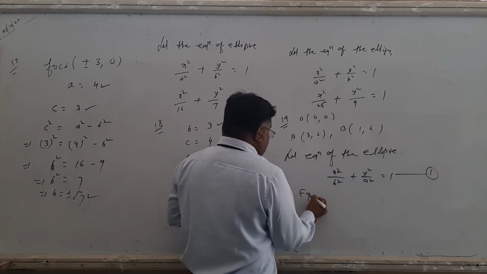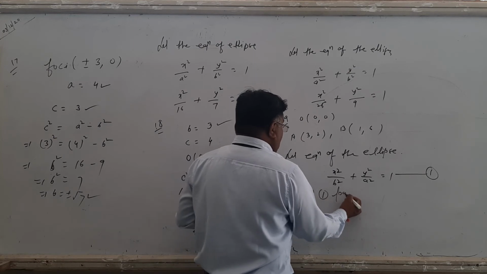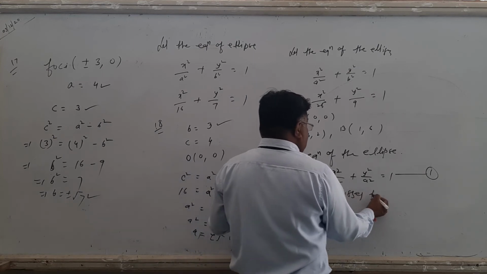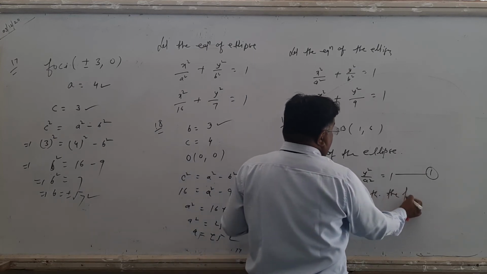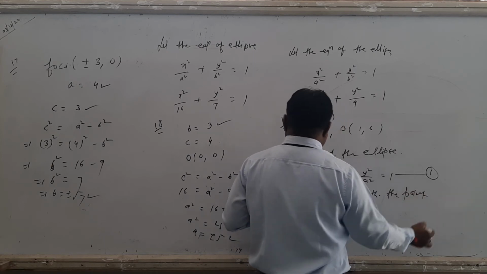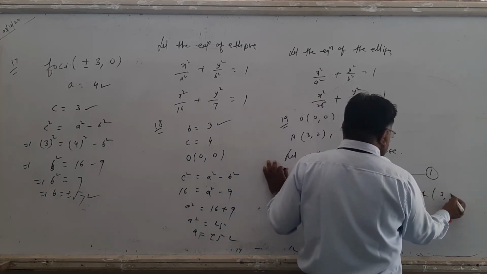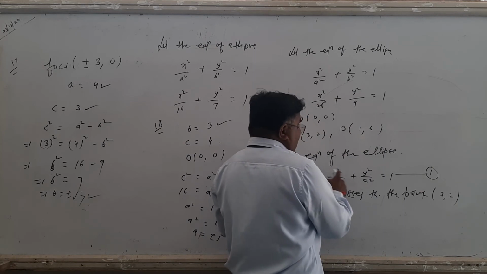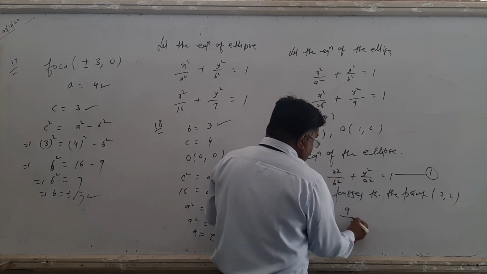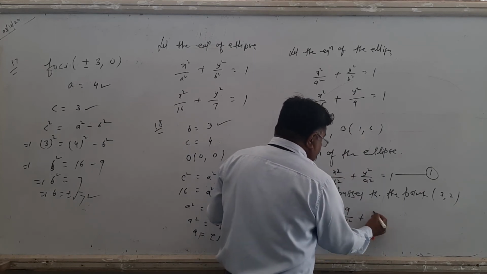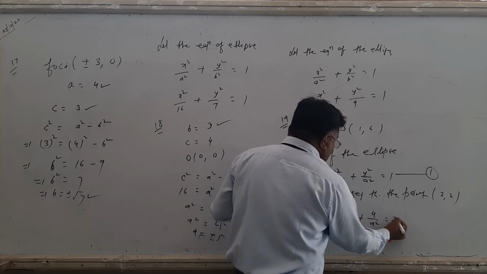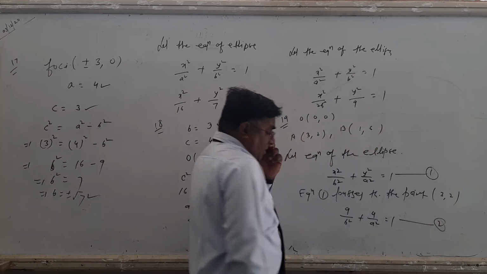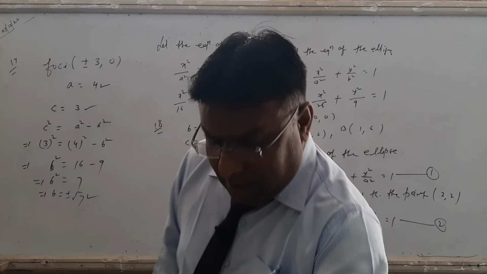And now this ellipse passes through the first point, that is 3, 2. Now substitute x is 3, y is 2, that is 9 upon b square plus 4 upon a square equals to 1. This is equation second. But it's the same ellipse.